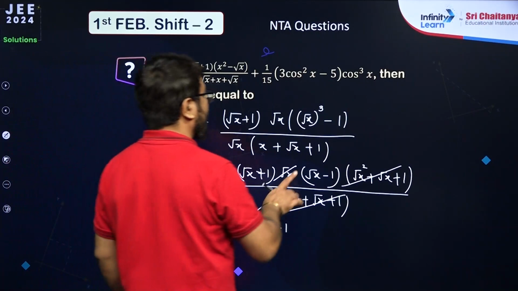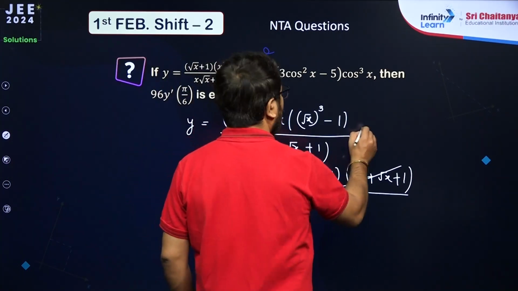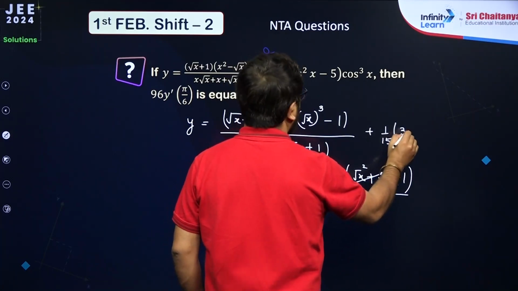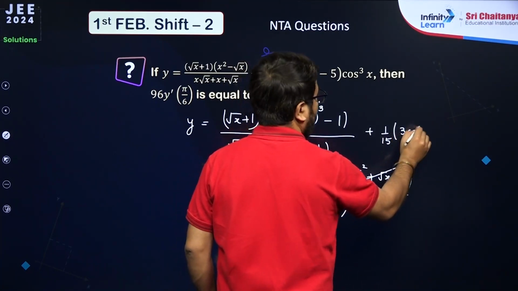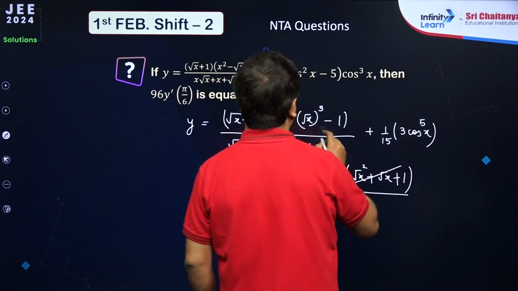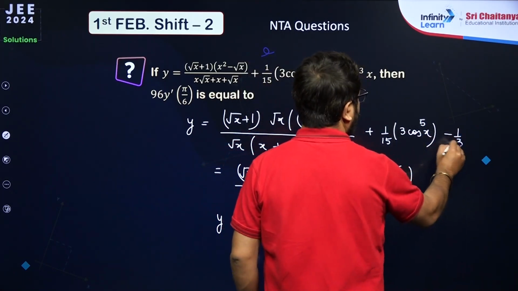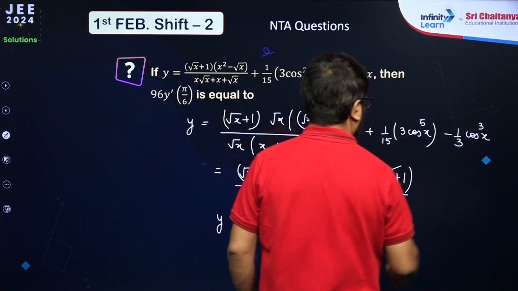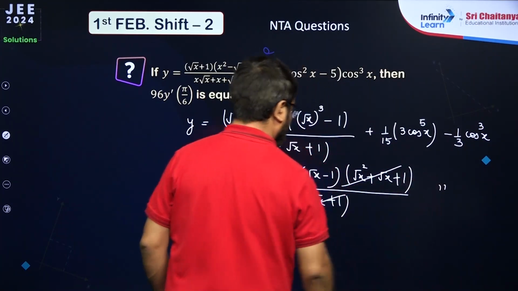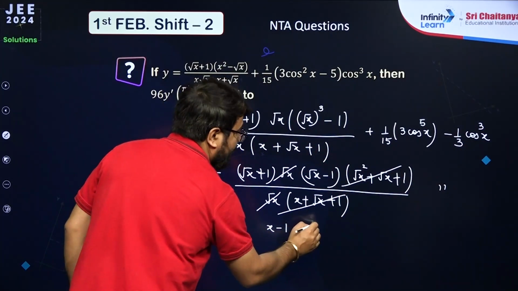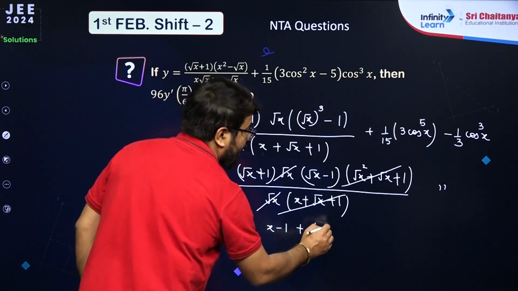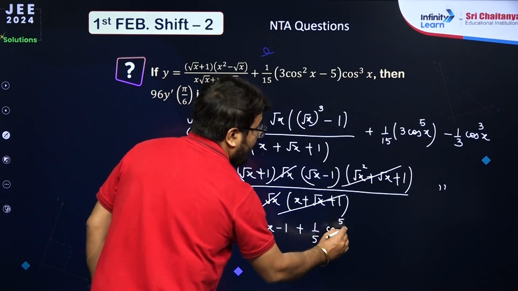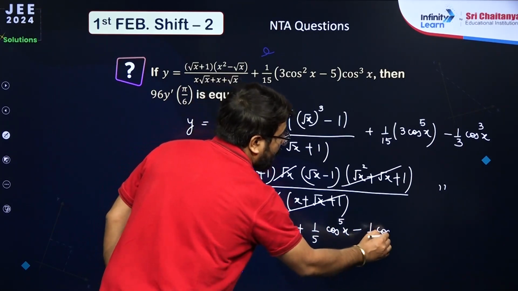Okay, along with this, there was an expression going on, and that was 1 over 15 times 3 cos raised to the power 4. Sorry, it should be 5. Okay, and then 5 over 15, so it is 1 by 3 and cos cube x. So this will be written as it is over here, and ultimately it will be 1 by 5. So it becomes cos raised to the power 5 minus 1 by 3 cos cube.